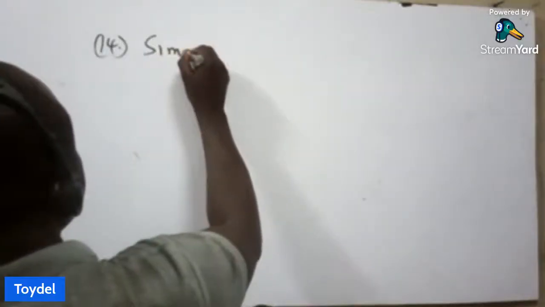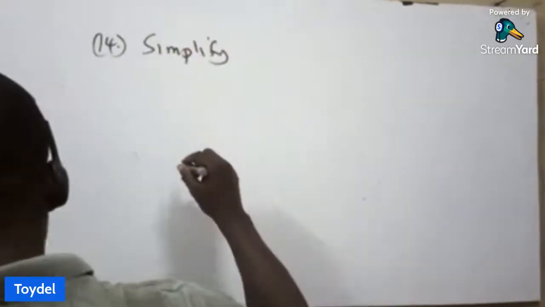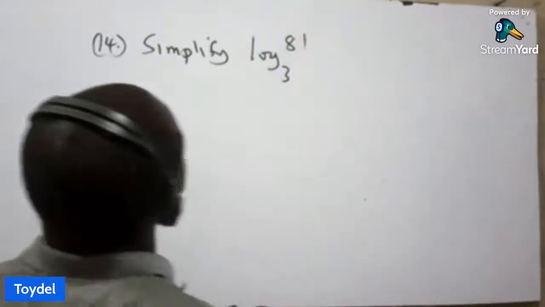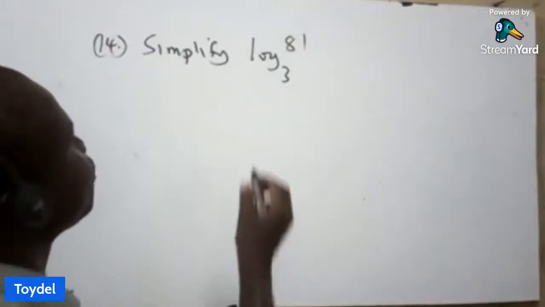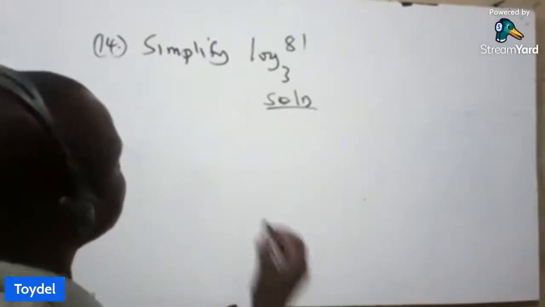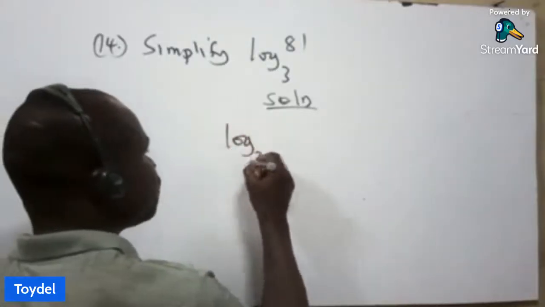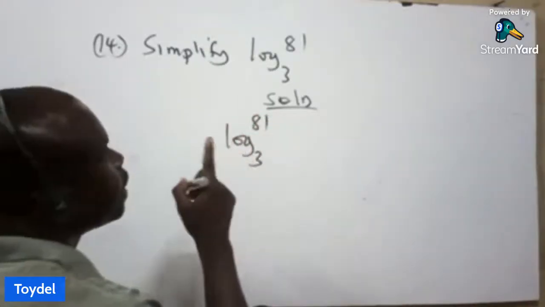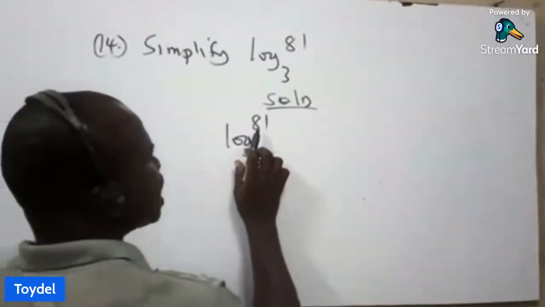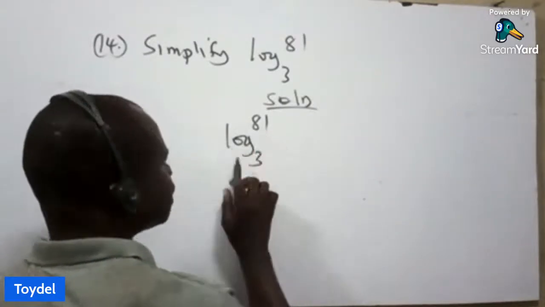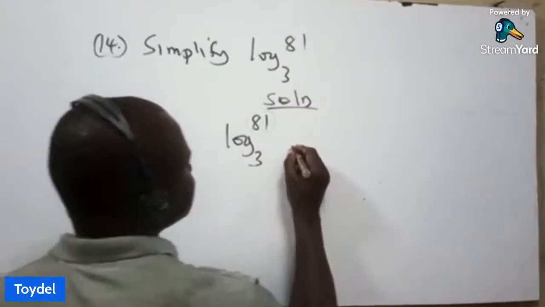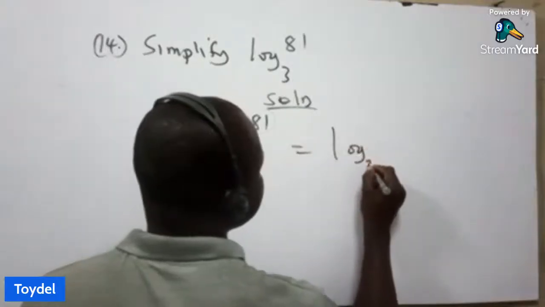So this one says: simplify log 81 base 3. Still without doing anything here, I know the answer is 4, because of my knowledge of the laws of logarithm. Since the base is 3 and 3 is a factor of 81, I'm going to write this 81 as an index of 3. That is, this is log base 3.